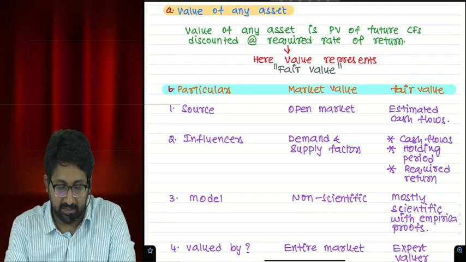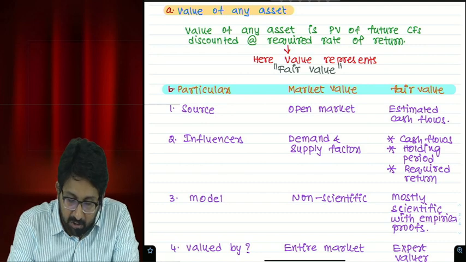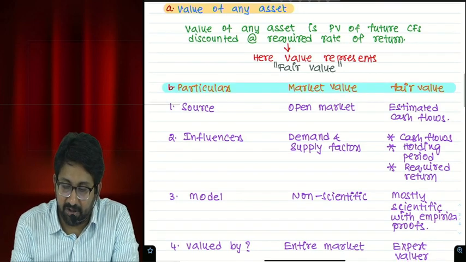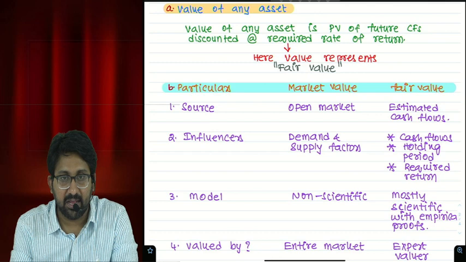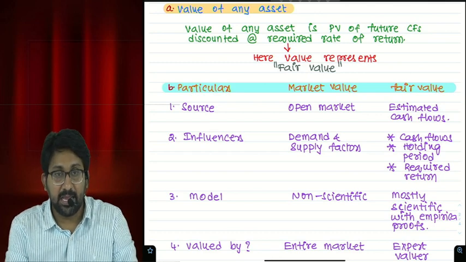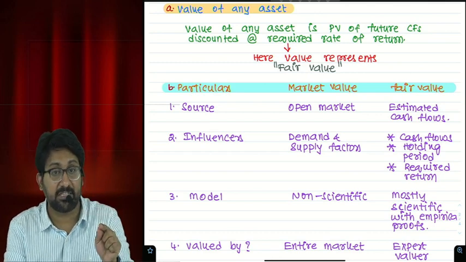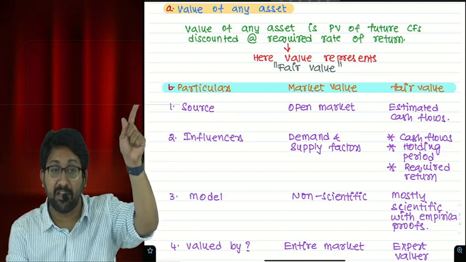Value of any asset means what? Value of any asset is the present value of future cash flows discounted at the required rate of return. Here, when I use the words value of asset, value here represents fair value.